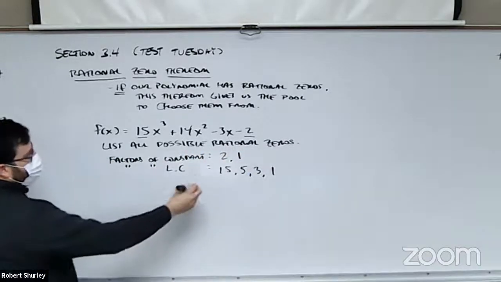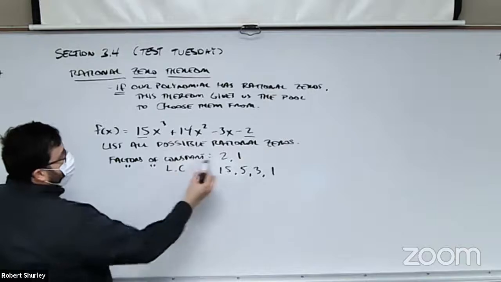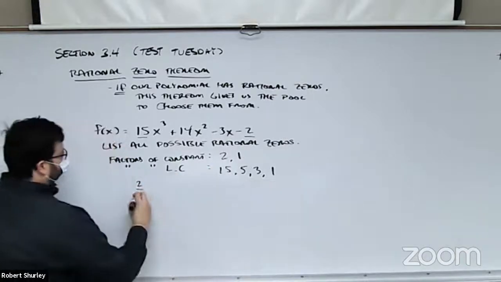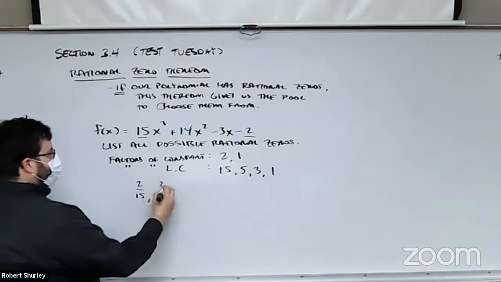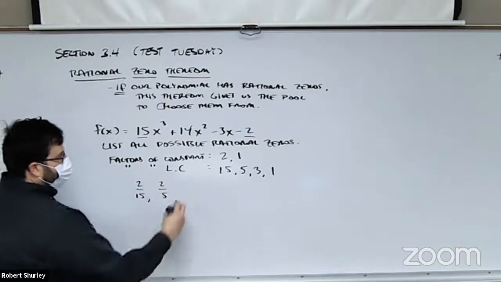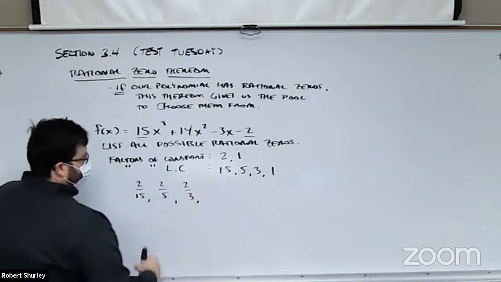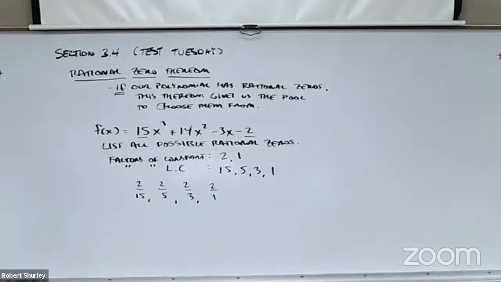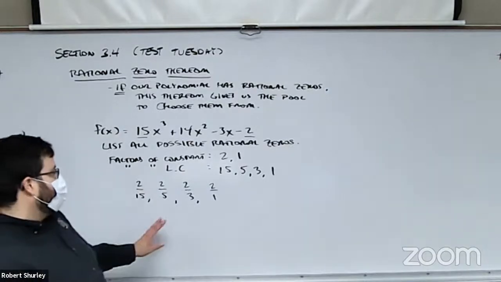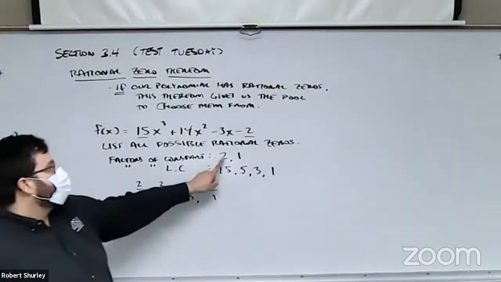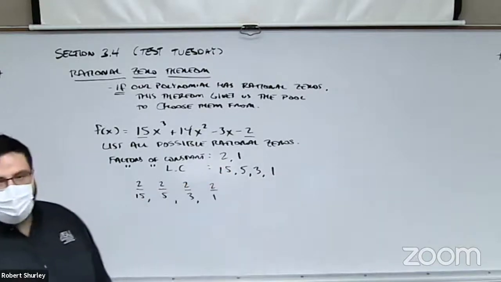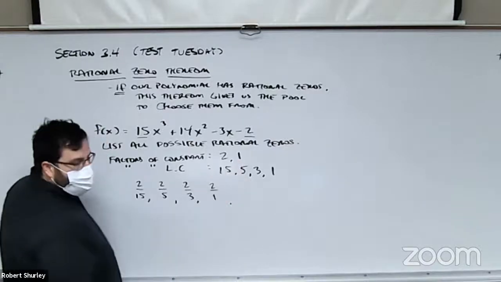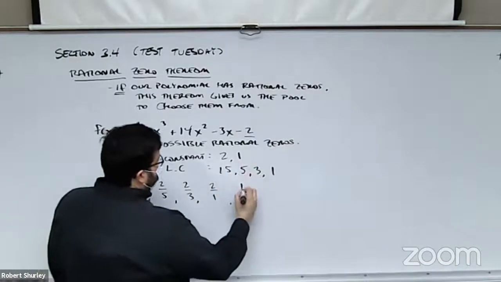So let's start here. I'm going to start with the factor 2 of the constant, and I'm going to divide it by each one of these. So 2 over 15, 2 over 5, 2 over 3, and 2 over 1. I know that's just 2. I'm just writing it there for now. So you take this first constant and divide it by each one of these. Then you take this second constant, the 1, and you do the same exact thing.